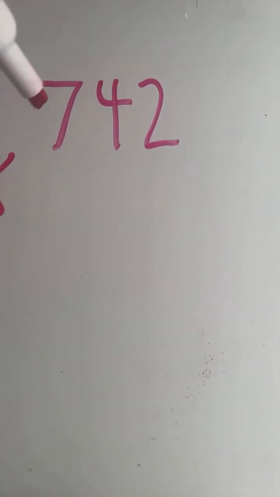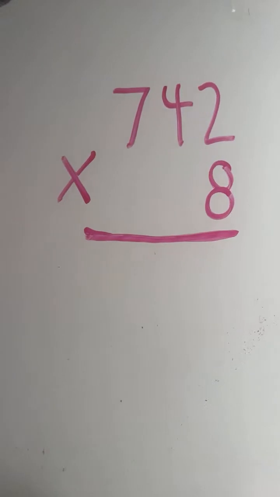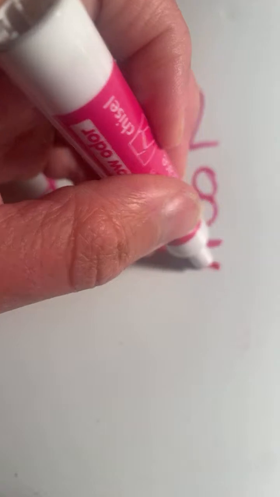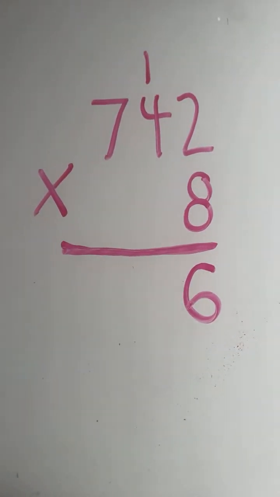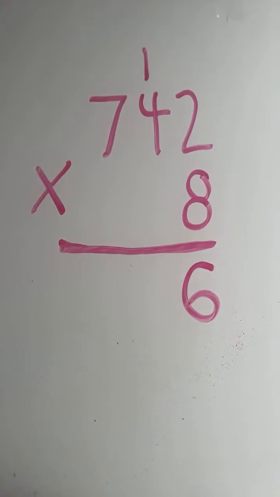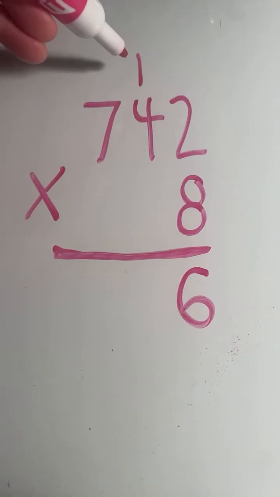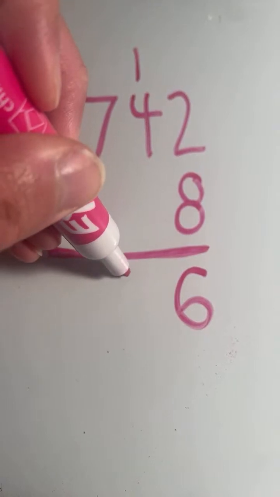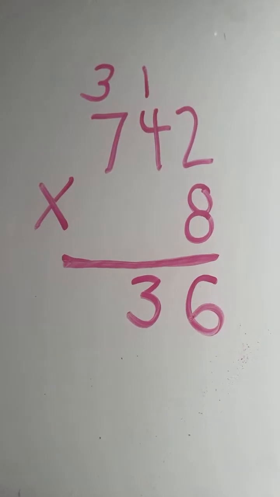742 times 8. Starting in the ones place, 2 times 8 equals 16. The 6 in 16 goes in the ones place. The 1 in 16 gets carried over to the tens place. 4 times 8 equals 32. We add the 1 that we carried over. 32 plus 1 is 33. So the 3 in 33 goes in the tens place. The other 3 in the number 33 gets carried over to the hundreds place.